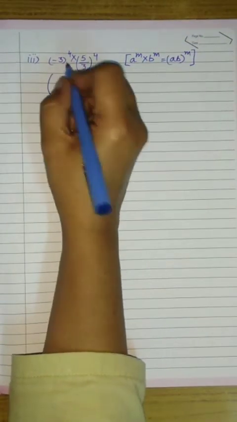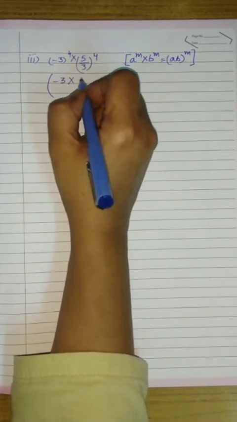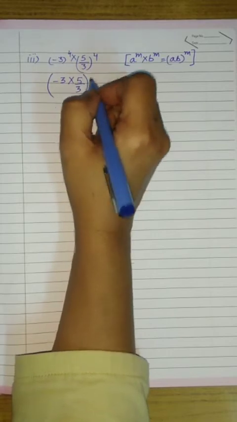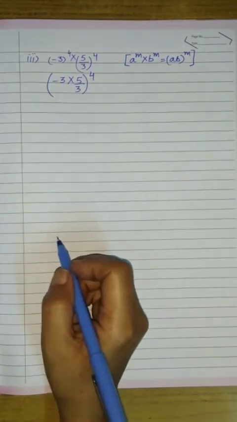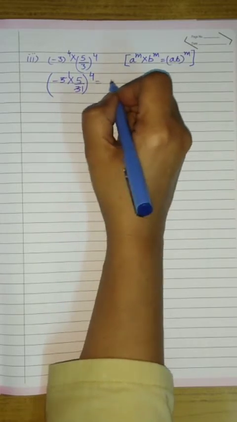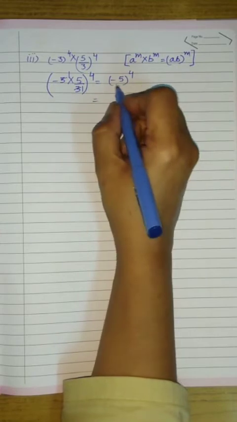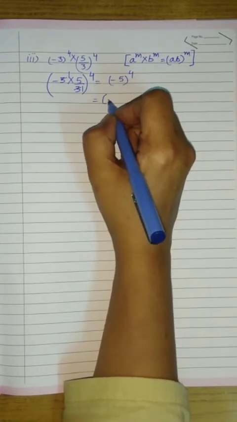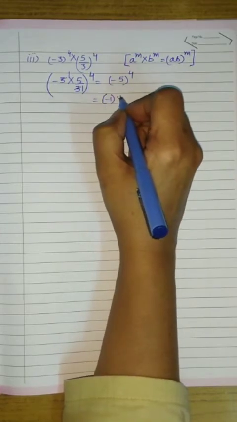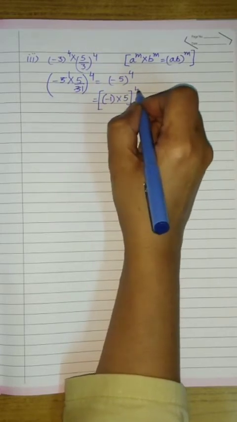Now we will multiply both the terms, (-3 into 5/3)^4. Now 3 will be cancelled with 3. So we are left with (-5)^4. We can write (-5)^4 as (-1 into 5)^4.